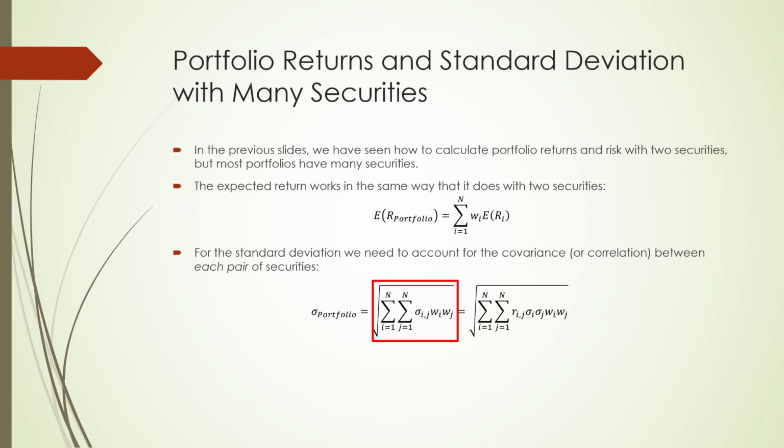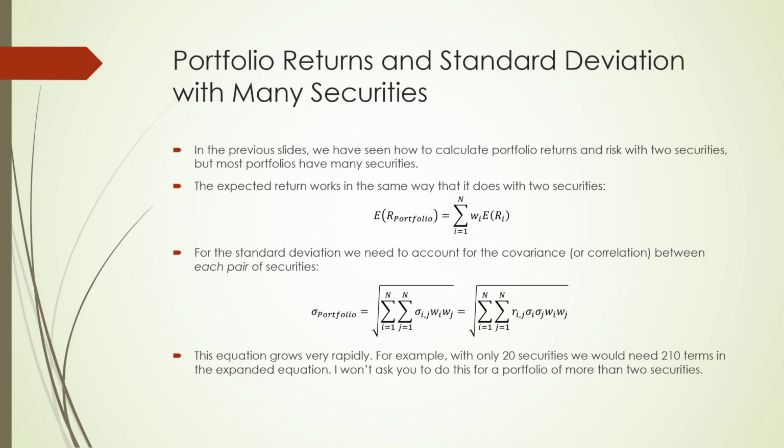So the first version of the equation, I'm using the covariance between I and J times the weight of I times the weight of J. It may not seem like it initially, but this is the same formula that we had before, except before we only had 2 securities. But for 2 securities, this would give you the same exact result. And then, as always, we could substitute the correlation times the standard deviation of I times the standard deviation of J for the covariance. So this second version of the formula is identical mathematically.